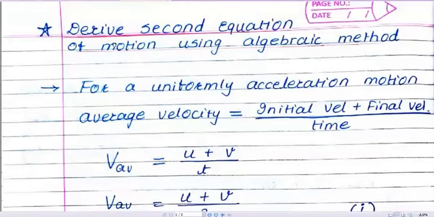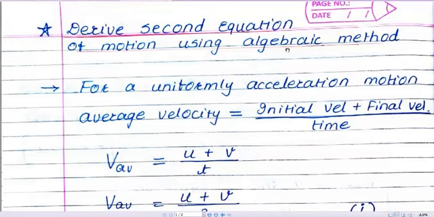Now let's understand how to derive the second equation of motion using the algebraic method. We know that equations of motion can be derived using two methods: one is the graphical method, the other is the algebraic method. We have already seen how to derive the second equation of motion using the graphical method. So now let's talk about how to derive it using the algebraic method.